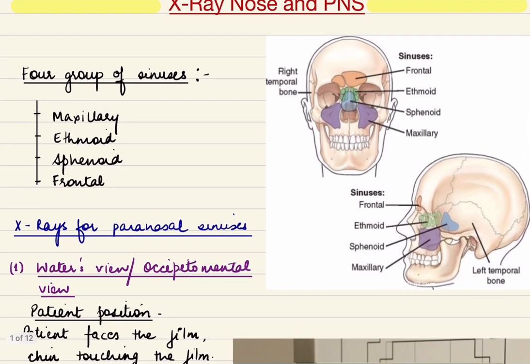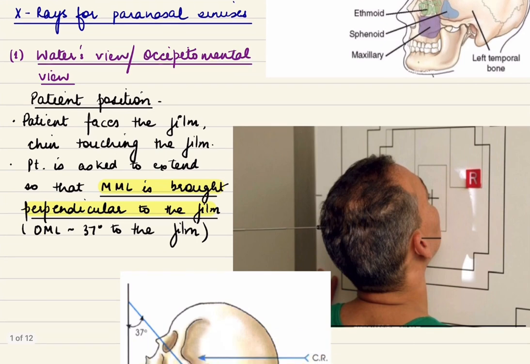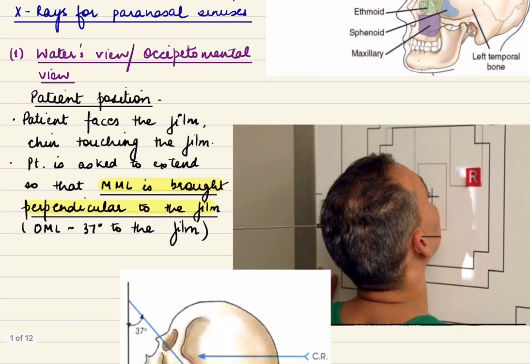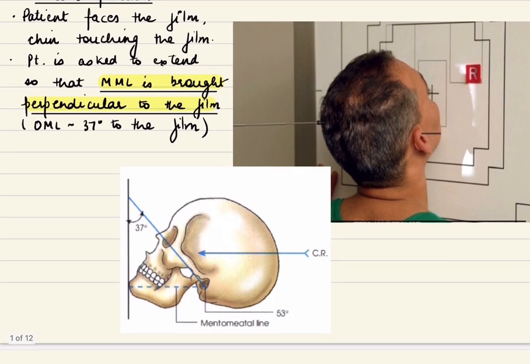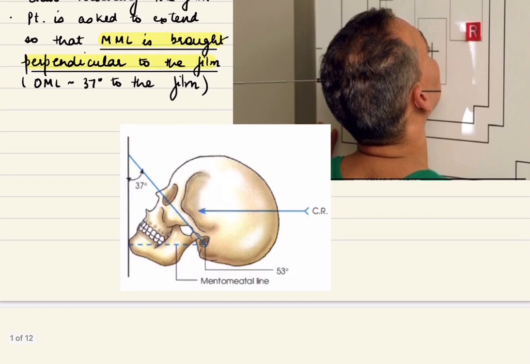So, coming straight to the X-rays of paranasal sinuses, there are four views which are done. The most common of them being the Waters view or the occipitomental view. Firstly, we'll see how the patient is positioned. So the patient is positioned facing the film.